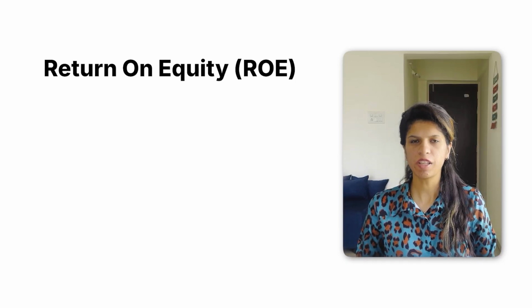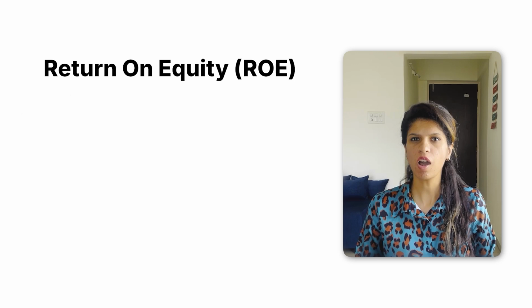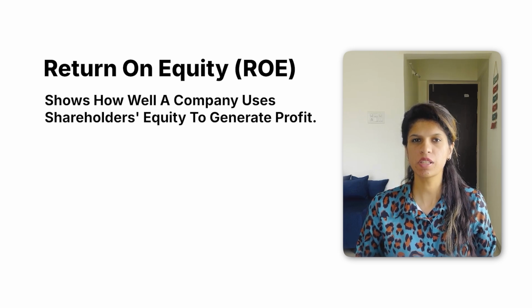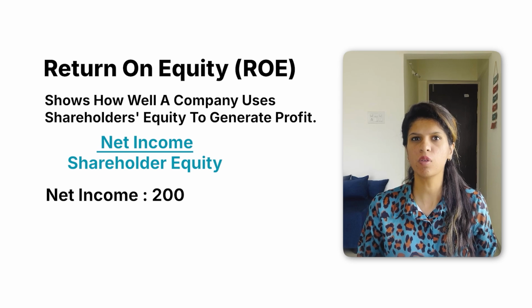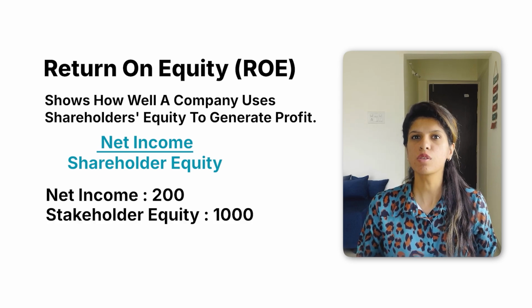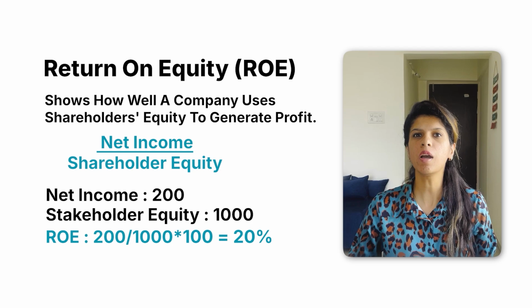Next we have return on equity. So return on equity tells us how efficiently the company is using its equity to generate profit. It equals net income to stockholder equity. So let's say the net income is 200 and the stockholder equity is 1000. So return on equity will be 200 upon 1000 into 100, which will be 20%.